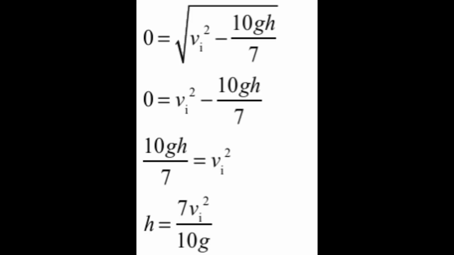Question d. Give an expression for the maximum height reached by the ball as it rolls up the ramp. Maximum height is reached when v equals 0. Substituting v equals 0 into the equation found in question d(i) and rearranging, we get maximum height reached equals 7 times initial velocity squared over 10g.